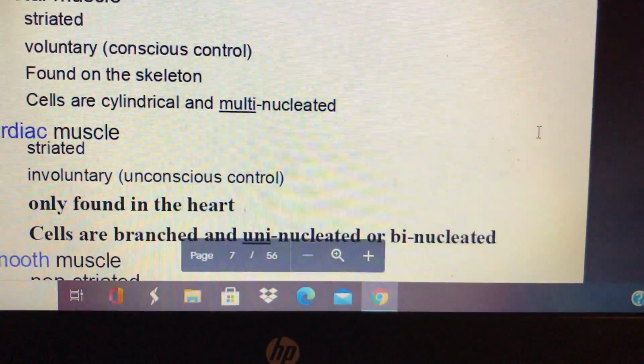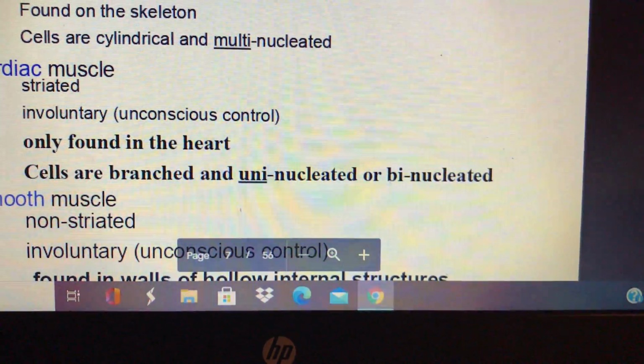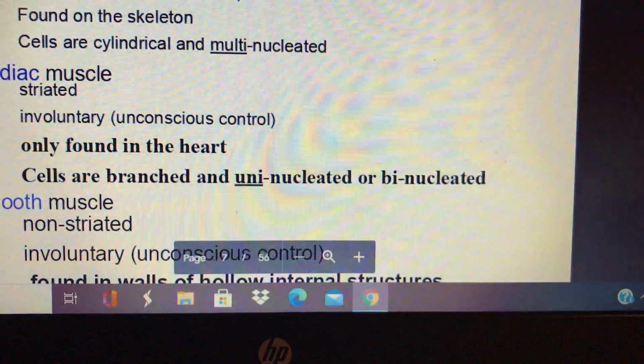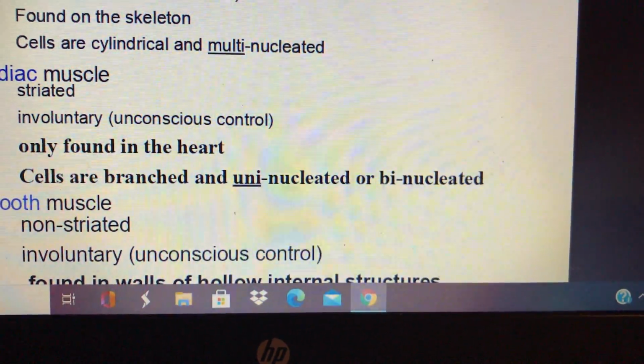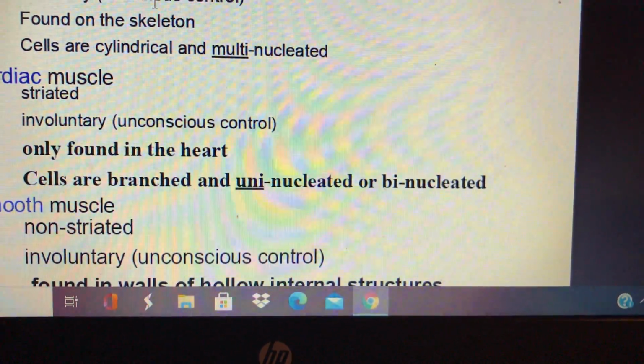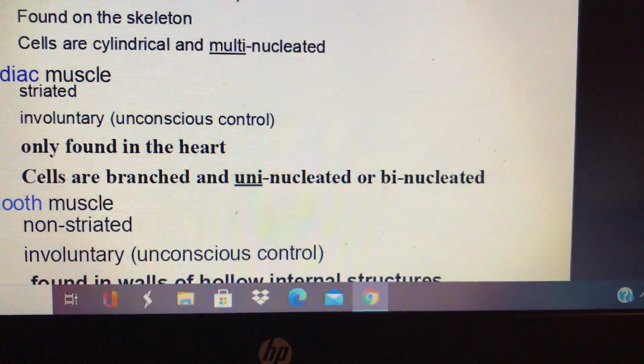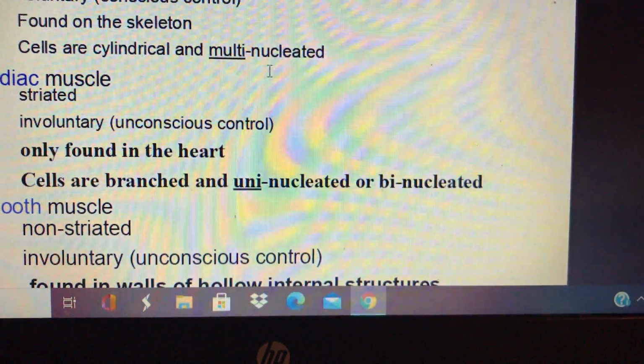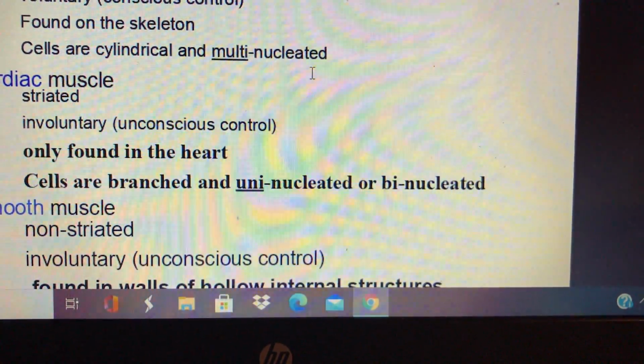The 3 types of muscle tissue: skeletal muscle is striated. It's voluntary. You have conscious control over it. It's found on the skeleton, and cells are cylindrical and multinucleated.